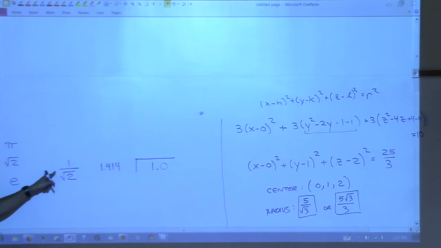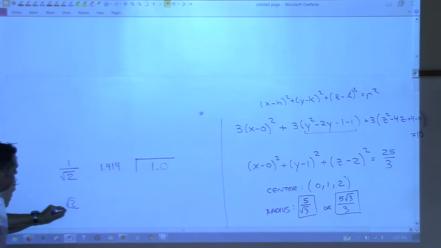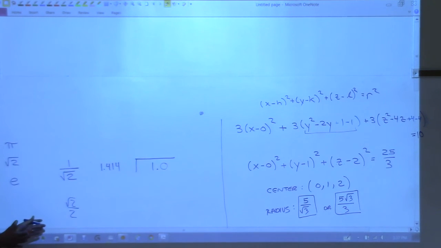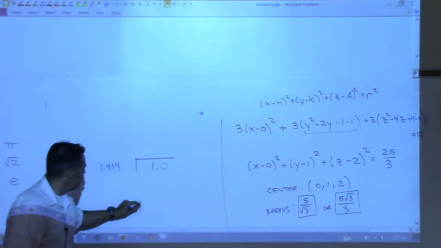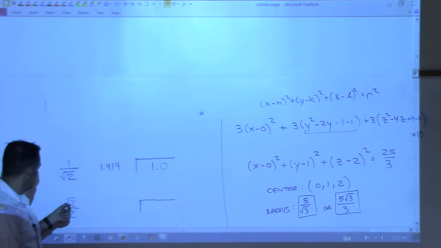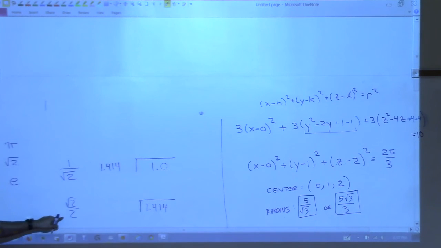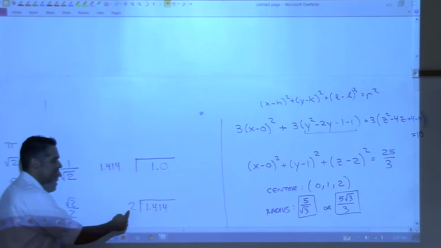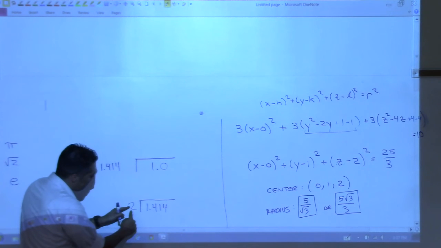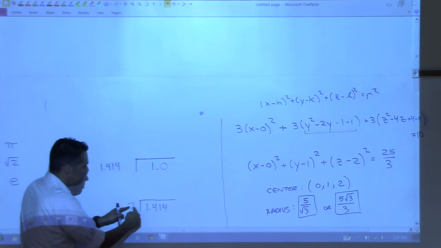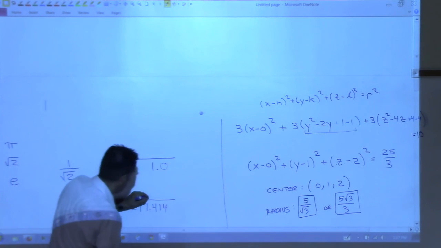Rationalize this now. So what would this be if you rationalize the denominator? Multiply top and bottom by root 2, so you get root 2 over 2. Now what happens here? Now your division box is the root 2, which is the 1.414, and outside what do you have? The 2, and see the divisor is clean. So now when you're trying to go, okay, 2 doesn't go into 1, fine. 2 goes into 14, 7, right, 0.7.